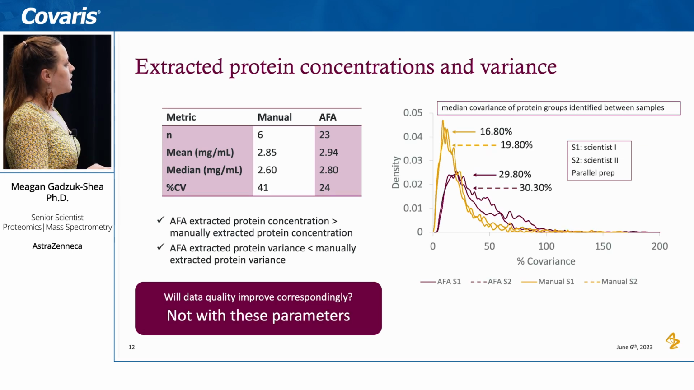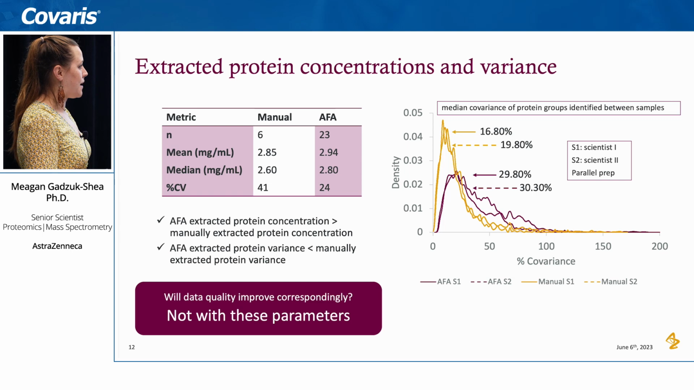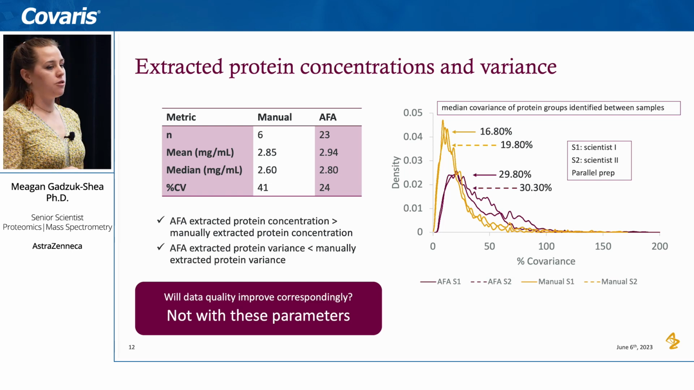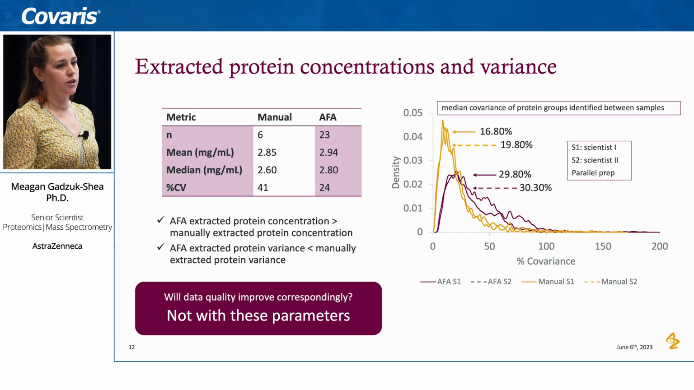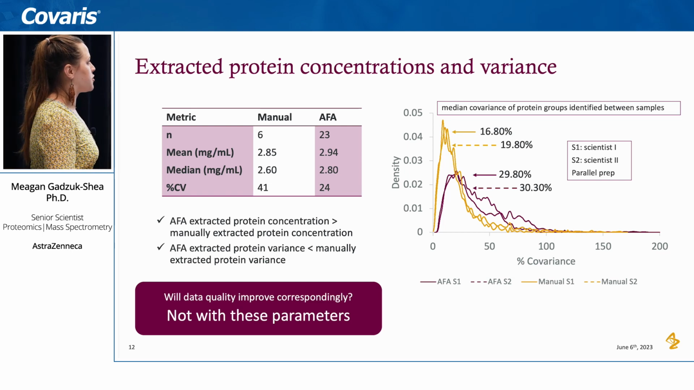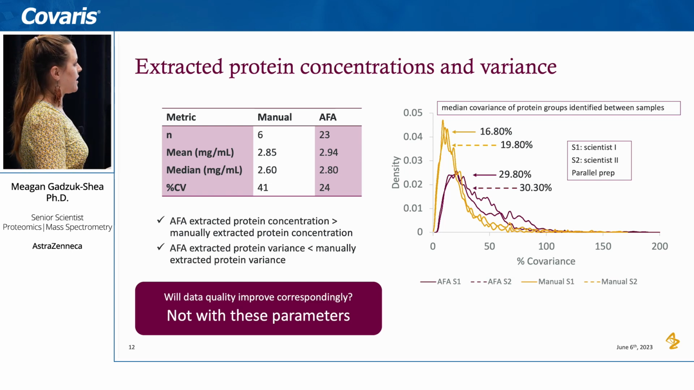So here in these distributions, I'm showing the percent covariance in our protein groups that are identified by the mass spec analysis. The dashed lines aren't showing up super well, but that's okay. These four traces show the two AFA, and S1 and S2 is because Joanne and I separately prepped about 12 samples in parallel. So this is further representative of the reproducibility as well as our scientific skill, I guess.